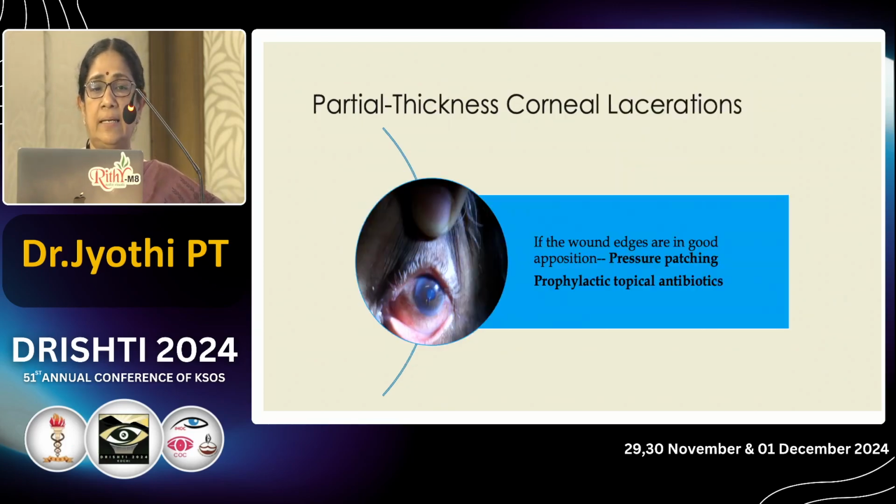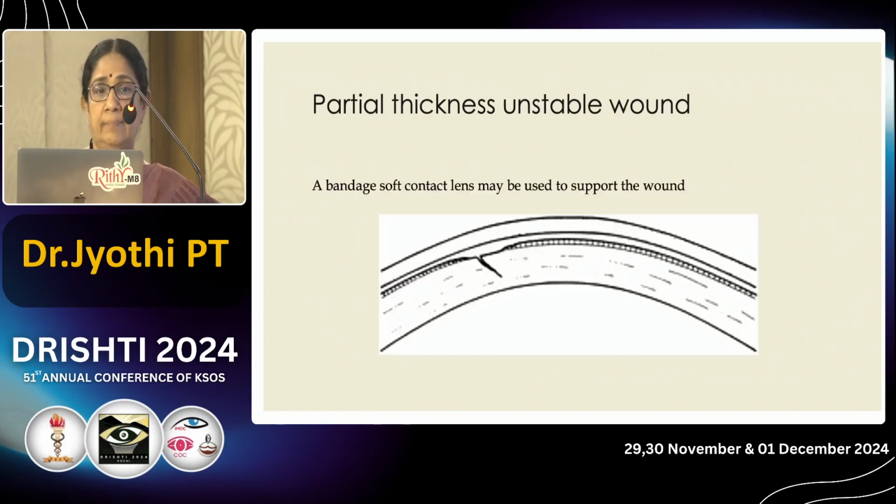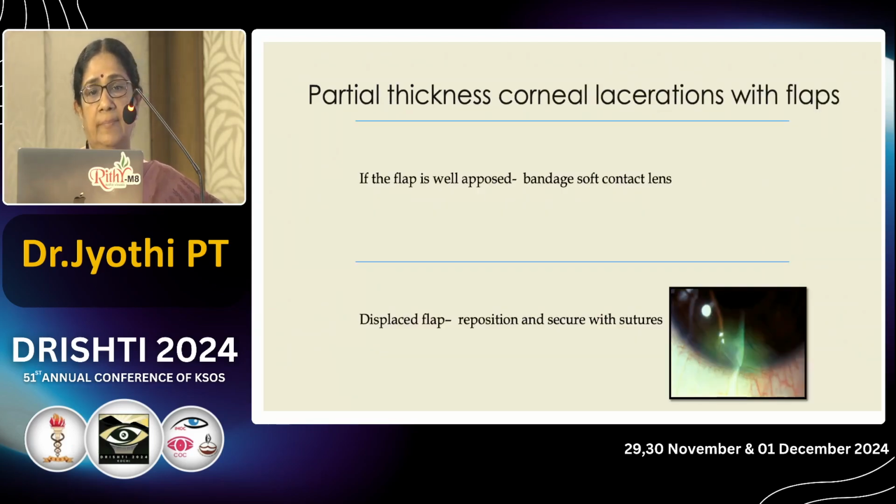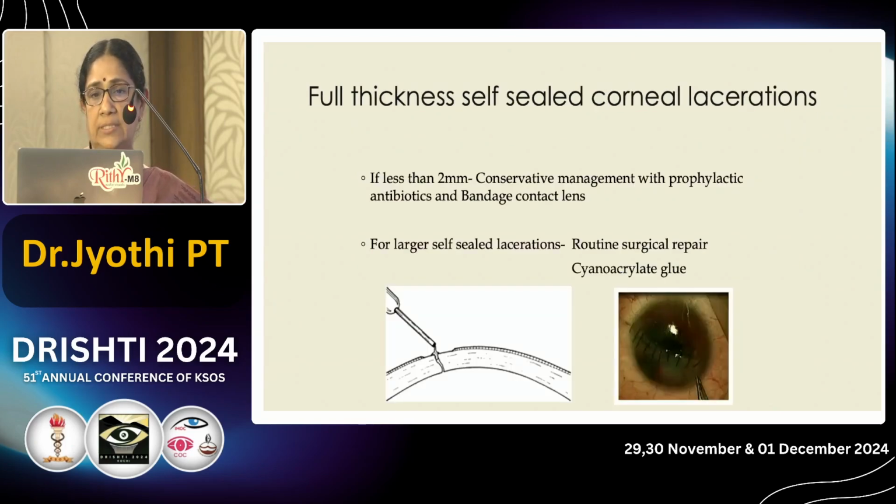If it is a partial thickness corneal laceration and the wound edges are in good apposition, you can give pressure patching and prophylactic antibiotics. For a partial thickness unstable wound, you can use a bandage soft contact lens to support the wound. Partial thickness corneal lacerations can also present with flaps. If the flap is very well apposed, you can use a bandage soft contact lens. If it is a displaced flap, reposition and secure with sutures.